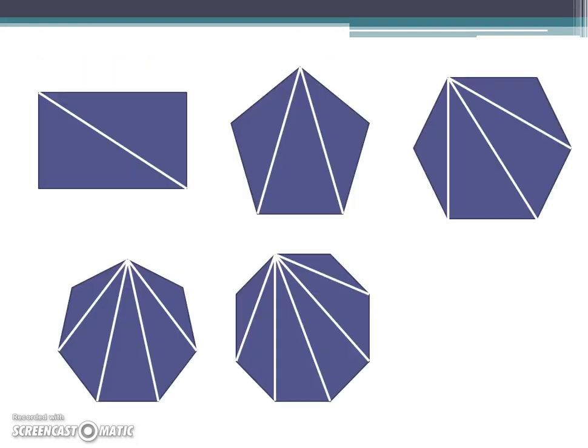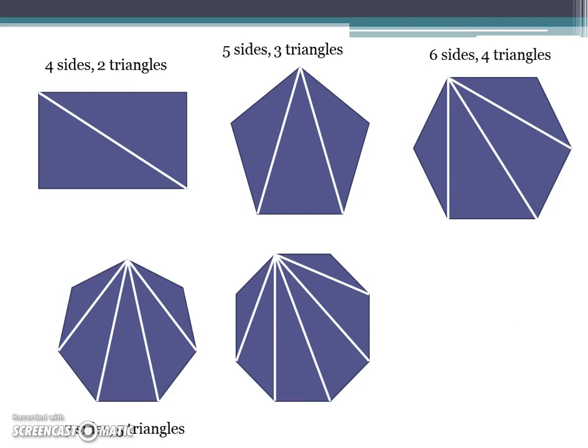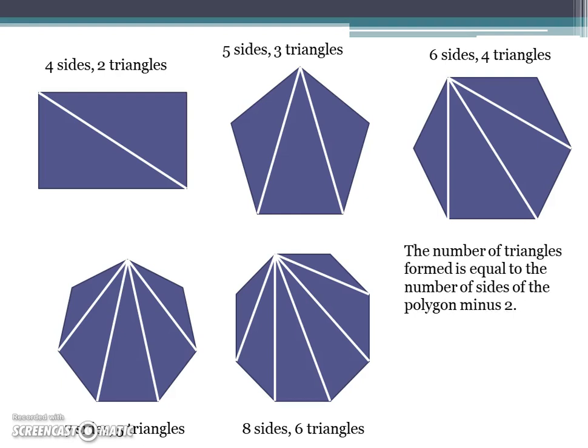So let's look at some of these polygons that we cut using our diagonals. The first one, we have a four-sided shape with two triangles. A five-sided shape with three triangles, 6 with 4, 7 with 5, and 8 with 6. The idea is that it's the number of sides minus 2.